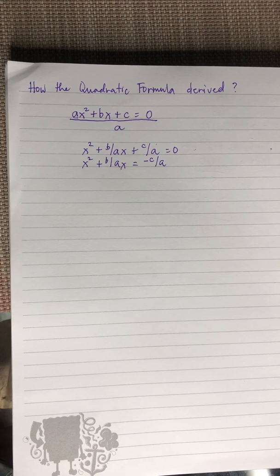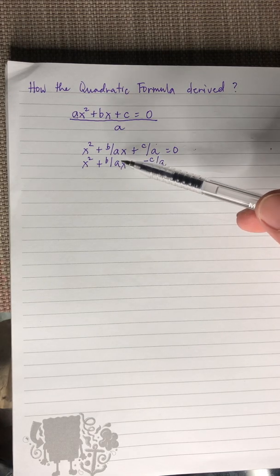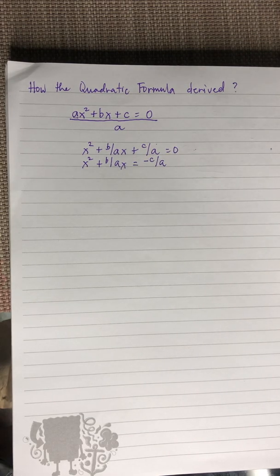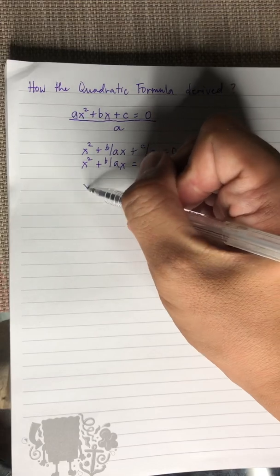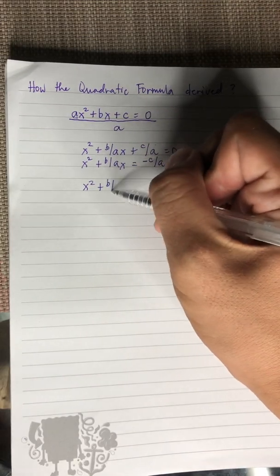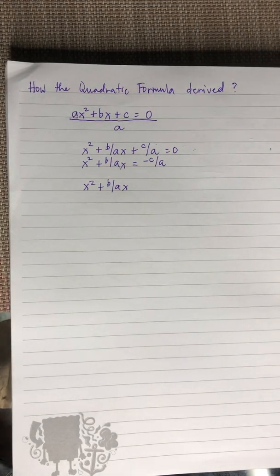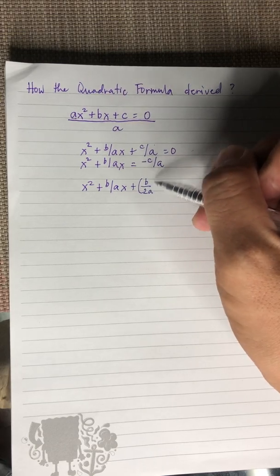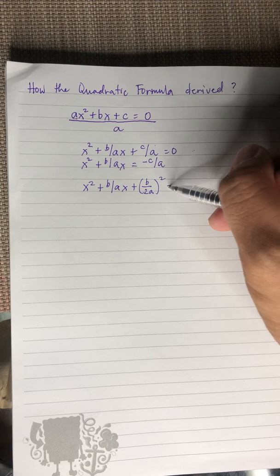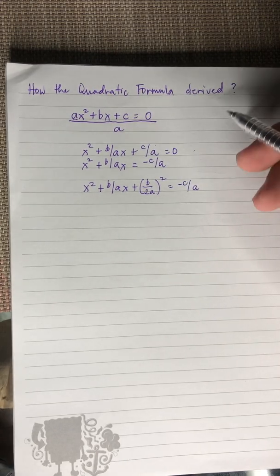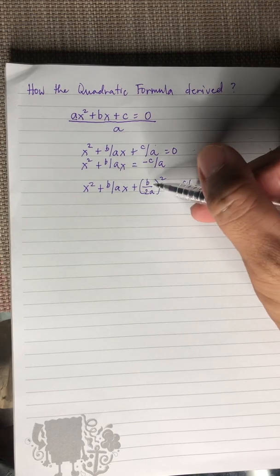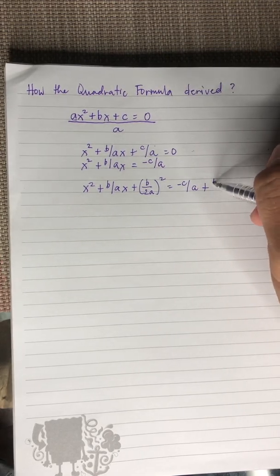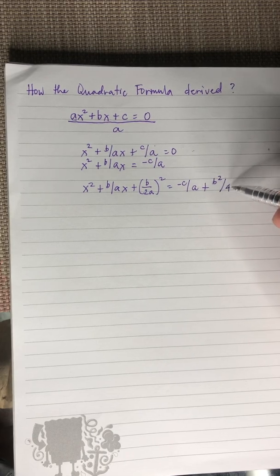And then the next step is we're going to complete the square by adding b over 2a quantity squared, or b squared over 4a squared, to both sides of the equation. So this becomes x squared plus b over a x plus b over 2a squared equals negative c over a plus, just square this 2, that becomes b squared over 4a squared.